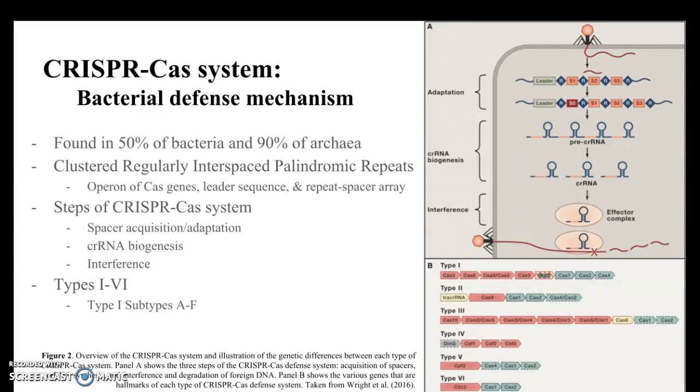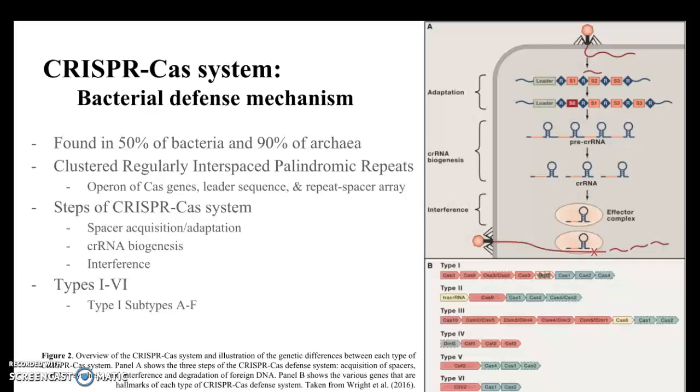There are 3 steps in the CRISPR-Cas system response: spacer acquisition, also known as adaptation, cRNA biogenesis, and interference. Figure 2, Panel A, shows a visual representation of these steps. Spacer acquisition involves cutting up foreign DNA from an invader and adding it to the CRISPR array. New spacers are added directly after the leader sequence, and a new repeat sequence is made for each spacer.